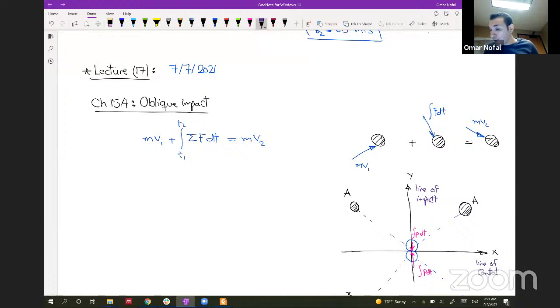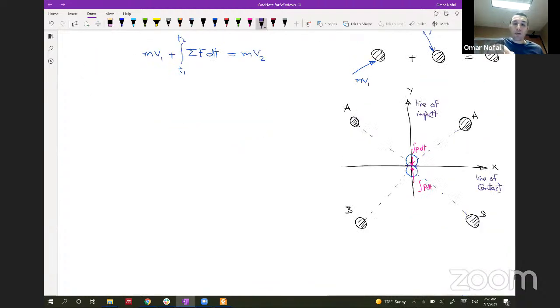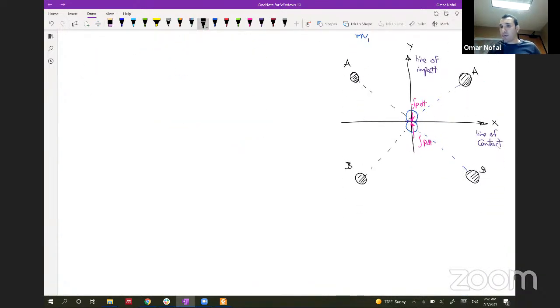So first you will have to identify the line of contact, and the line of impact is perpendicular to the line of contact. The line of contact is where these two bodies touch each other, and the line of impact is the perpendicular one, and we only have impulse in the direction of the line of impact. So right now let's separate these bodies and see what momentum and impulse each body has.